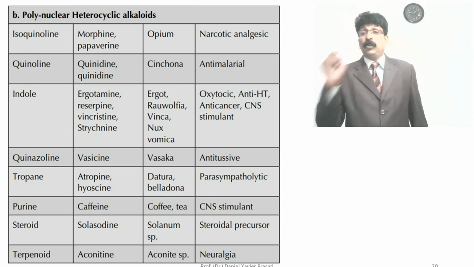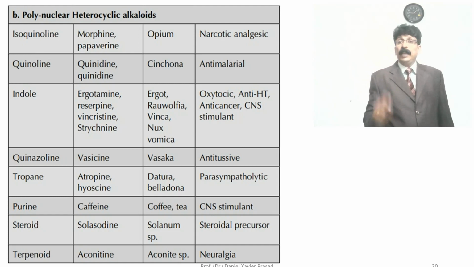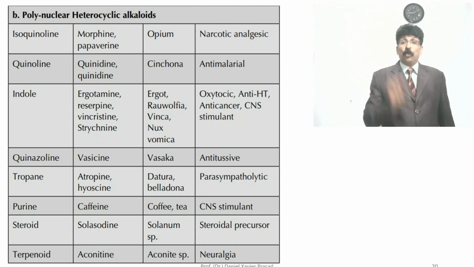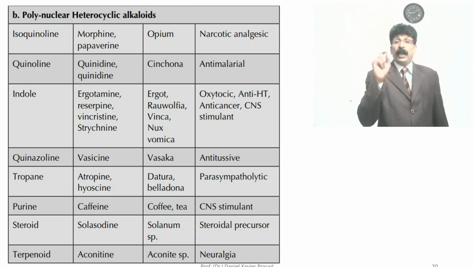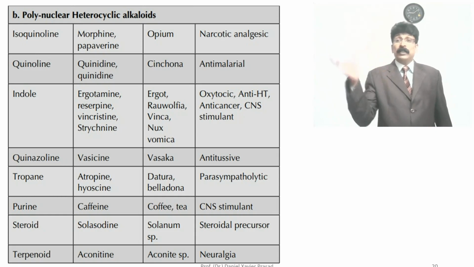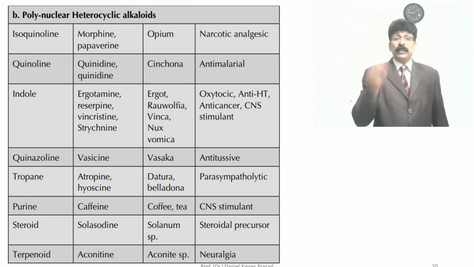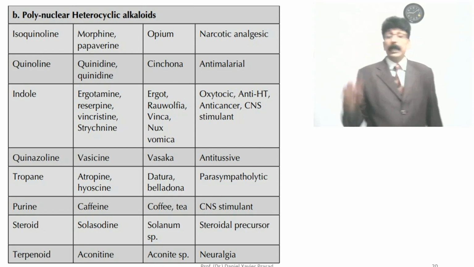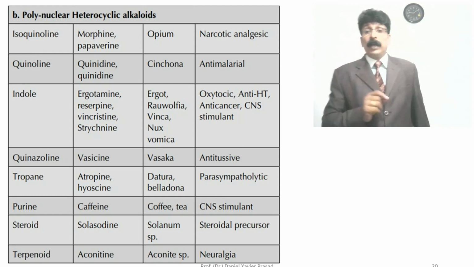Vasicinone is present in Vasaka leaves, which are used as an antitussive. Most commonly, syrups are available. Tropane alkaloids, for example atropine and hyoscine: they are both isomers, but hyoscine has one more lactone ring, like scopolamine. Examples are Datura and belladonna species.